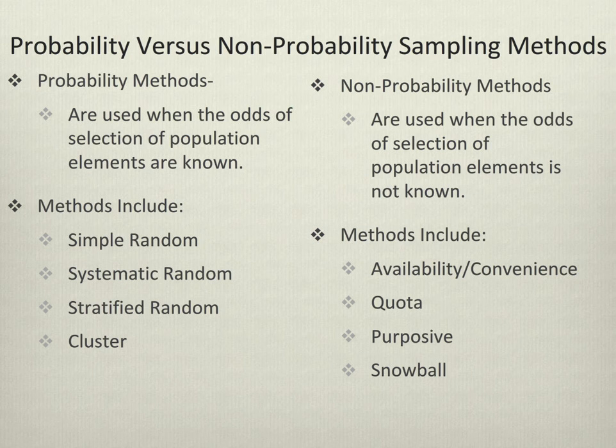Non-probability methods are used when you don't know the odds of selection of the elements of the population. You do not have a complete sampling frame. This could be for a number of different reasons. It could be that the list simply doesn't exist, or it could be simply too cost prohibitive to develop. Common non-probability methods include availability or convenience sampling, quota sampling, purposive or judgmental sampling, and snowball sampling.